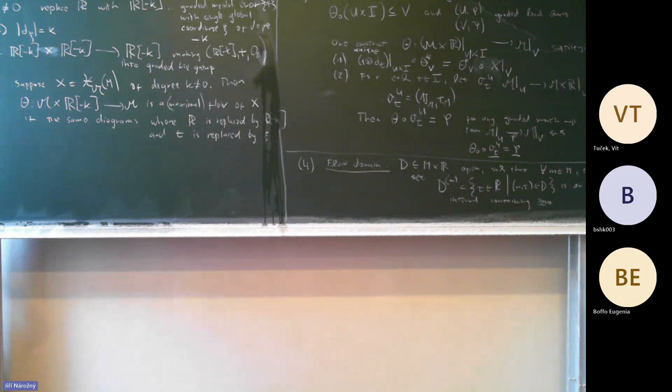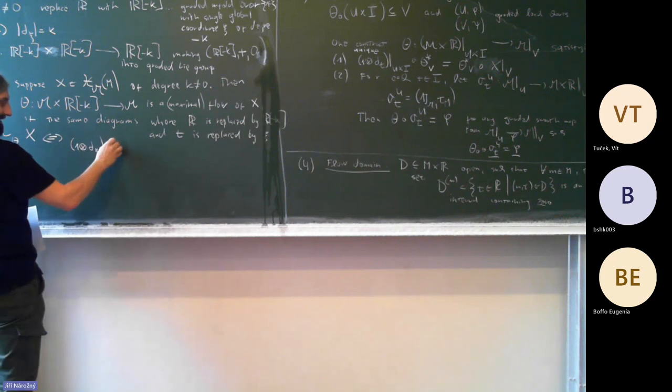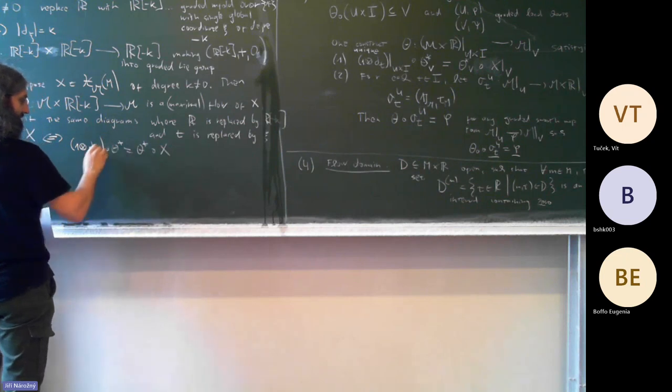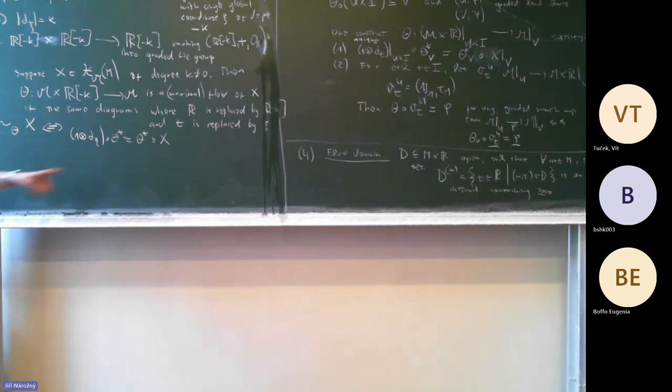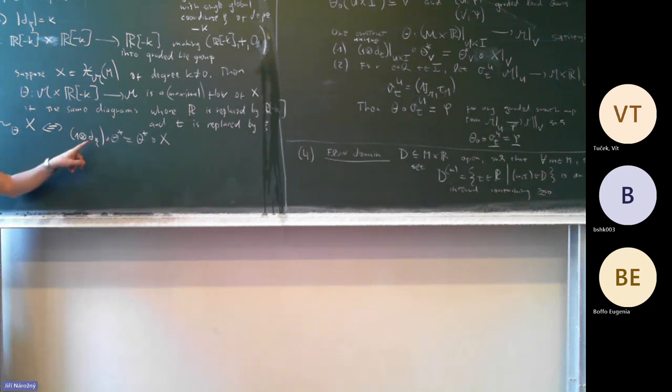And still, there is this condition that 1 over delta psi is theta related to X, which is equivalent to saying that again 1 times delta psi acting on theta star is theta star composed with X. So this is still the same condition. Now it makes sense because this has degree k, this is degree k, so this raises degree by k. This is degree 0, this is degree 0, this raises degree by k. So this condition makes sense.